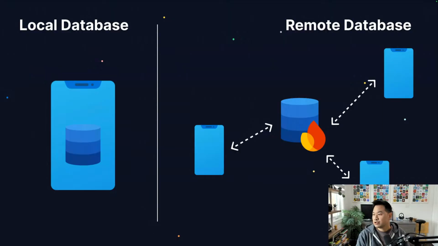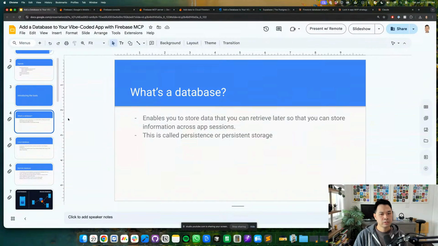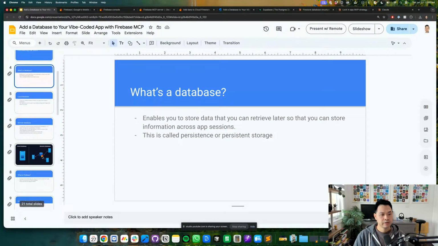Now, here's just a visual diagram very quickly of local versus remote. So local, you can see the database on device. Remote, multiple users can access it. And this little flame icon, this just means Firebase, which leads us to Firebase and why we would want to use it. So we talked about, oh, sorry, we're right here.